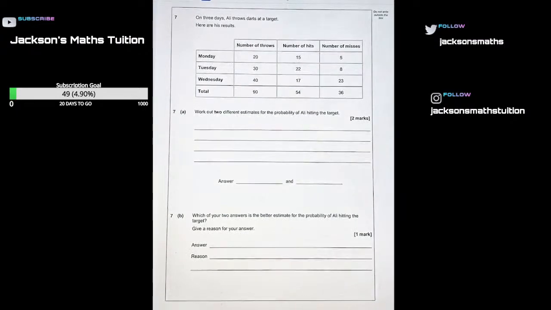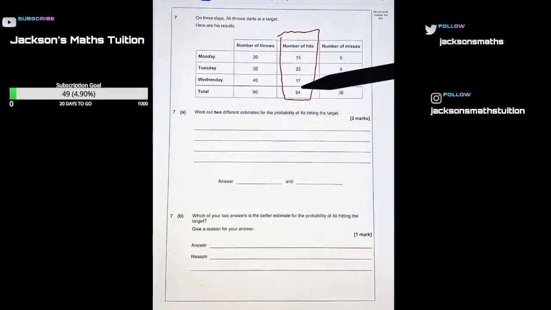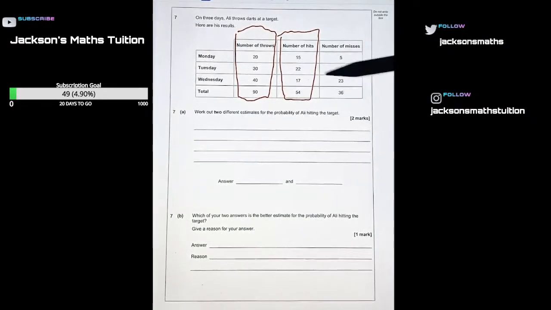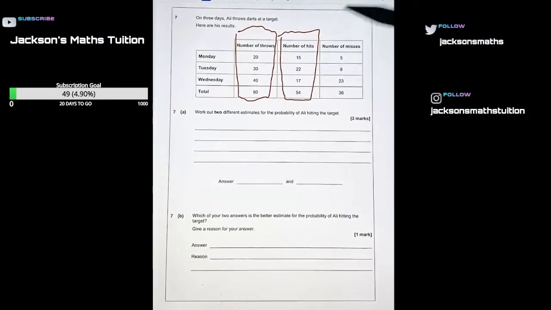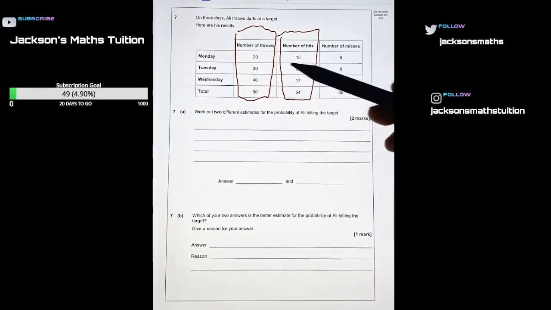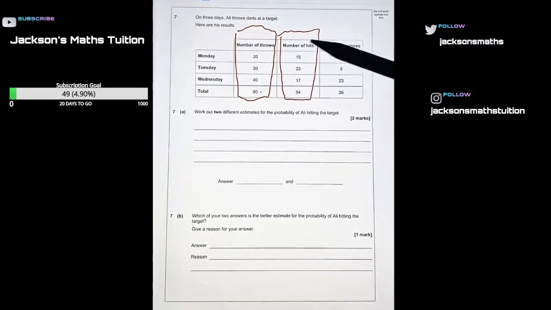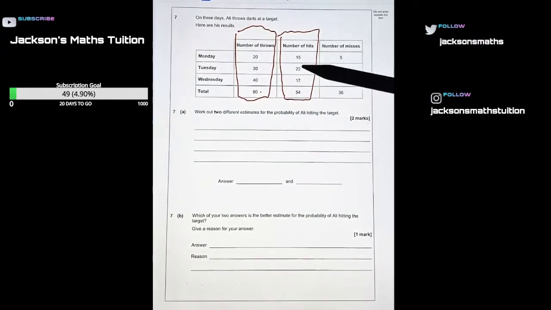So if we're looking for the probability of him hitting the target, then we're going to look at the column that says number of hits, and the column that says number of throws. Those are the 2 we're focusing on. Now for this particular question, you could write down multiple options for your probability, but you only need 2. You could put 15 over 20, 22 over 30, 17 over 40, 54 over 90. You could even add 2 of the number of hits and put it over the total. So you could have multiple.